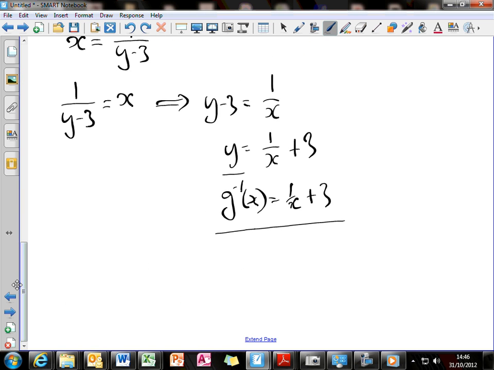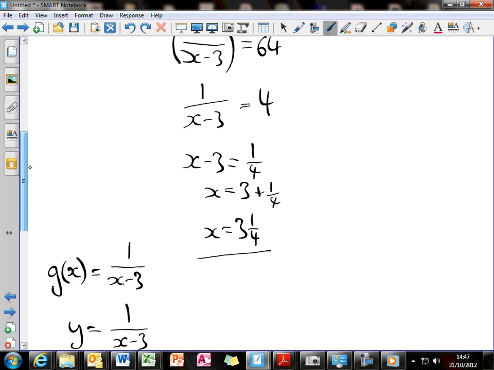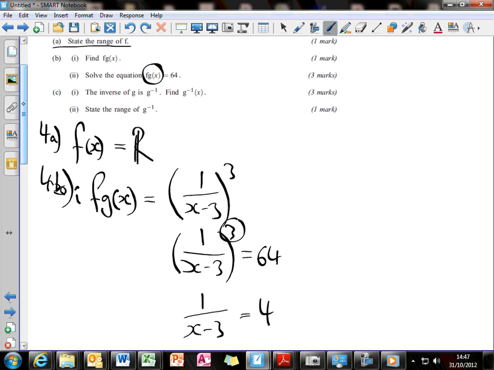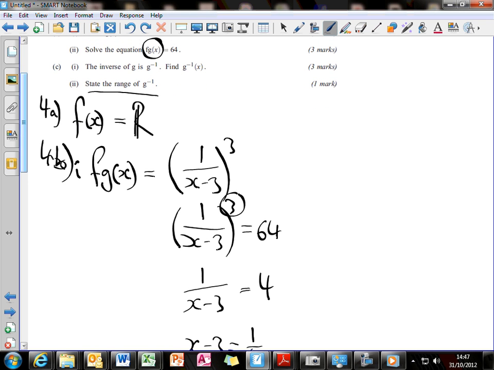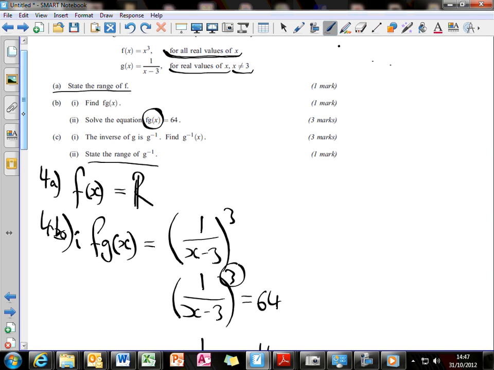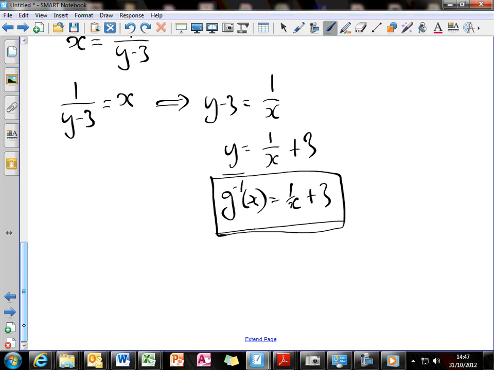Well, the range of g to the minus 1 of x, because it's the inverse of g, the domain and the range swap over for inverses. So the range of g to the minus 1 of x will be the domain of g, and the domain of g is all real values of x apart from 3. So we can say for 4b part 2 that g to the minus 1 of x cannot be 3. And that's that question.